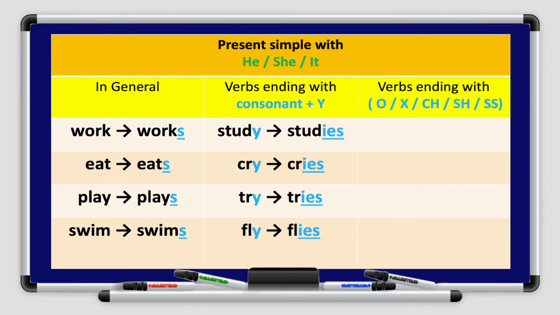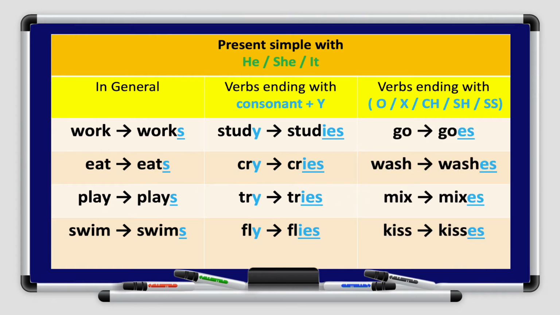The verbs ending with consonant plus y, like study, cry, try, and fly. You will replace the y with ies. It will be studies, cries, tries, and flies.